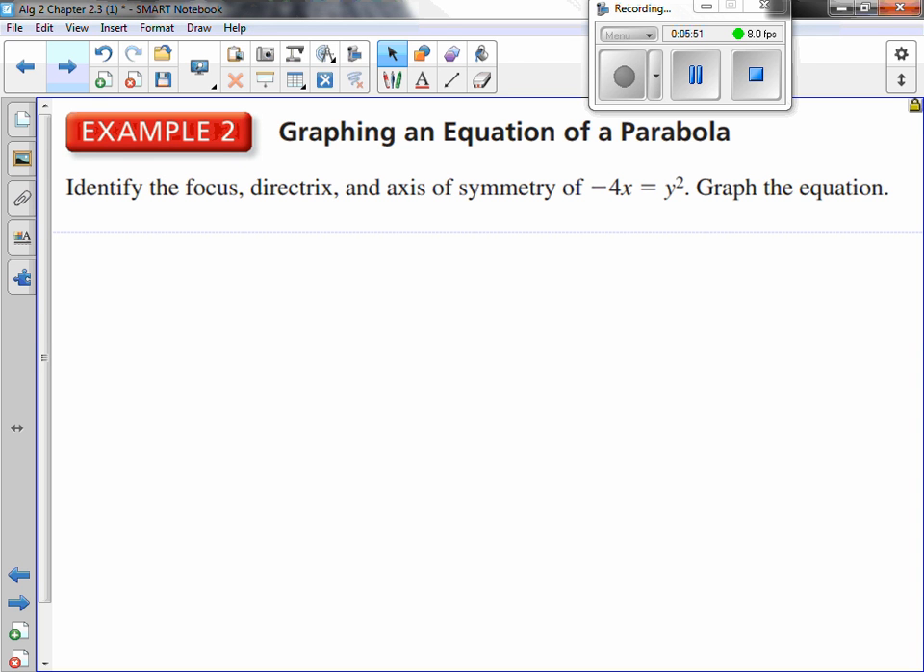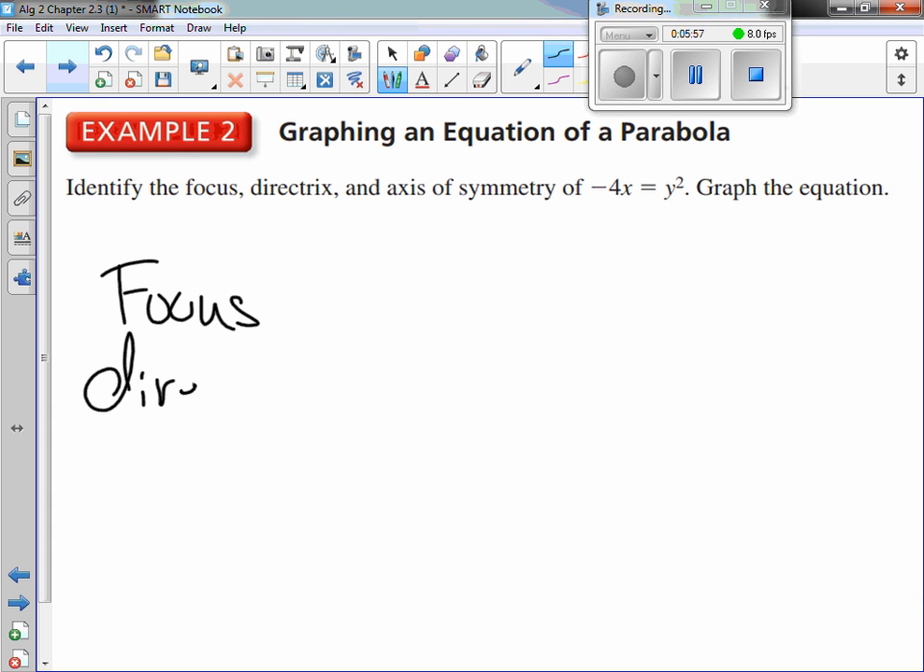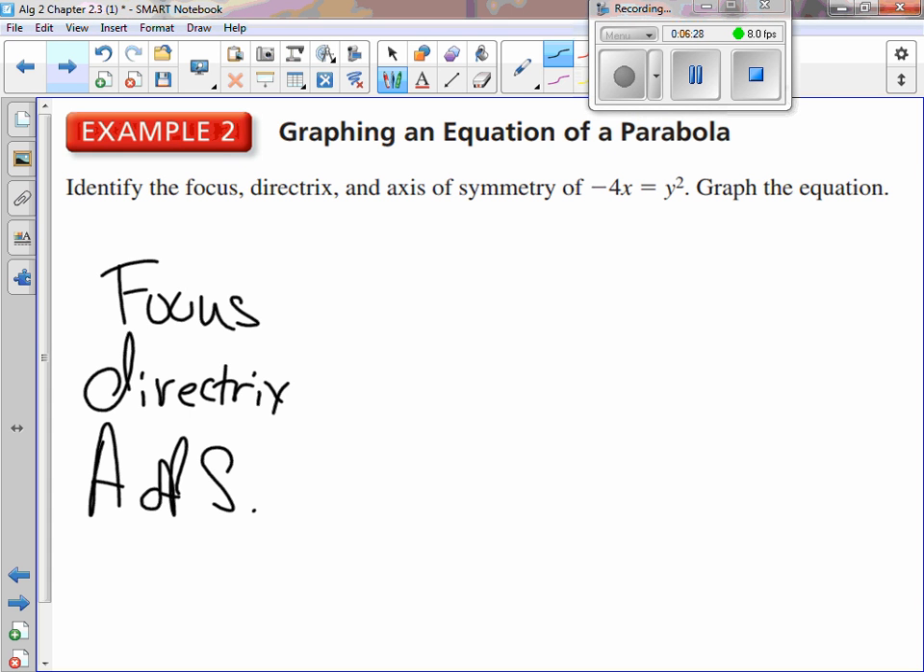So what we want to identify is the focus, directrix, and axis of symmetry. So looking at this here, and looking at our equations, is this graph going to open up or down, left or right? Because it's either going to open up, down, left, or right. And the way that I know which one I'm working with and how it's going to open is based off the equation.